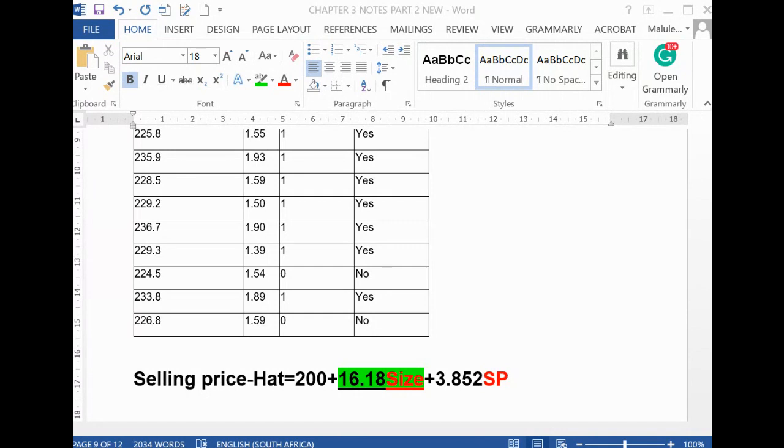Zero. Now you want to estimate a house without a swimming pool, what will you put there? 0. Thank you, leadership. You'll put 0 because that 0 represents a house without a swimming pool.